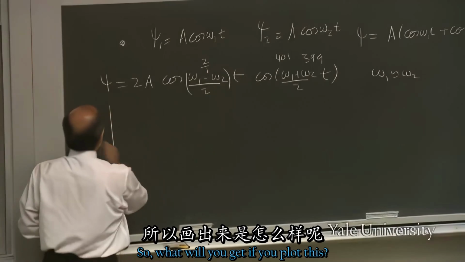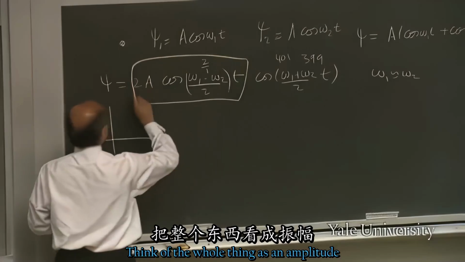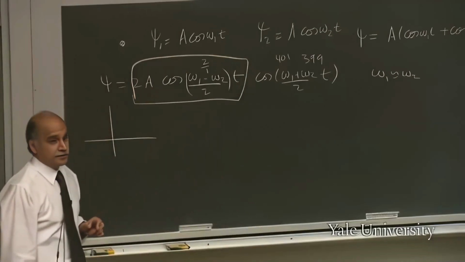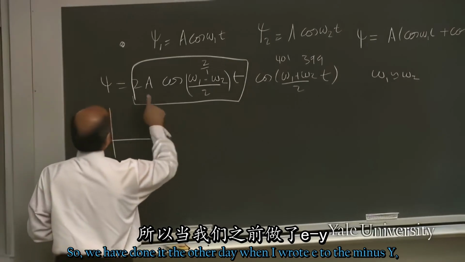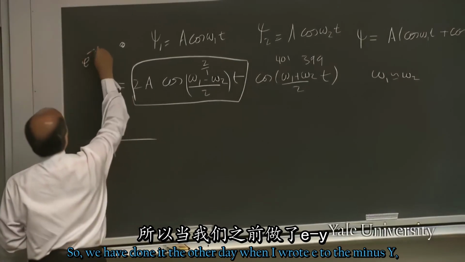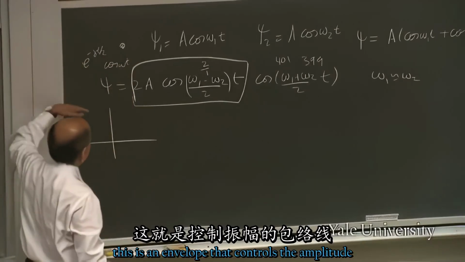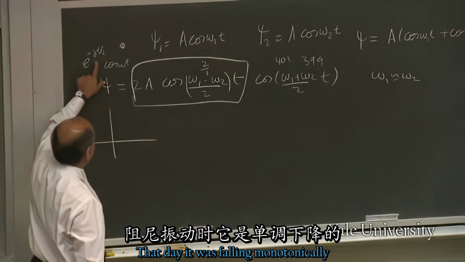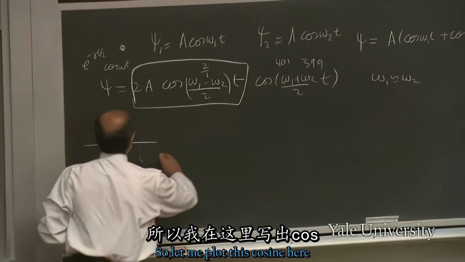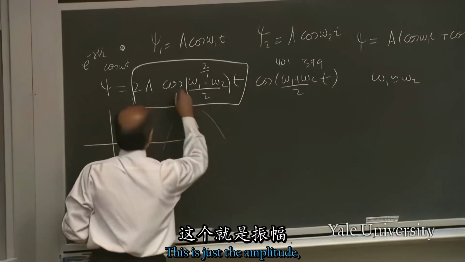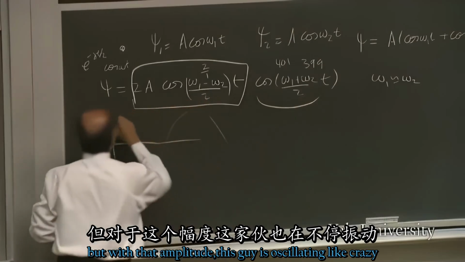So what will you get if you plot this? Think of the whole thing as an amplitude that's slowly varying with time. We did it the other day when I wrote e to the minus gamma t over 2 times some cosine omega t. This is an envelope that controls the amplitude. That day it was falling monotonically, but here it will oscillate very slowly. So let me plot this cosine here. This is just the amplitude, but with that amplitude, this guy is oscillating like crazy.